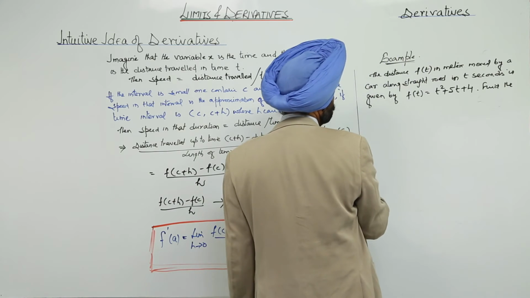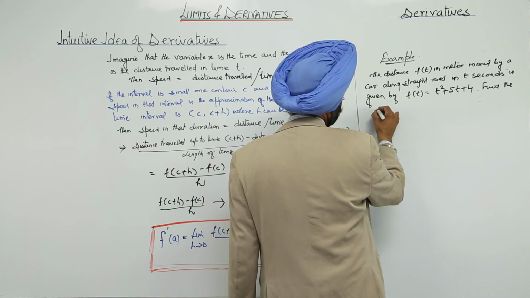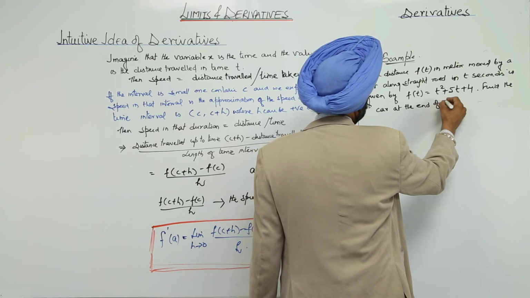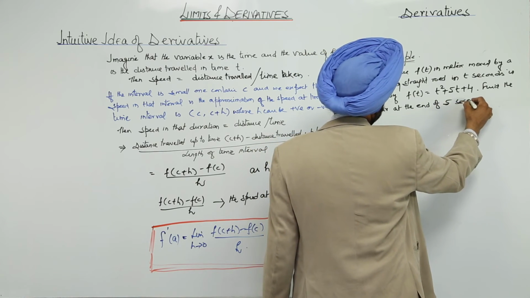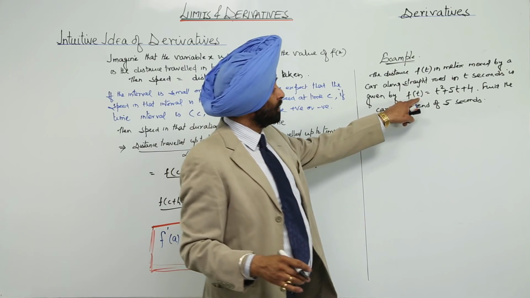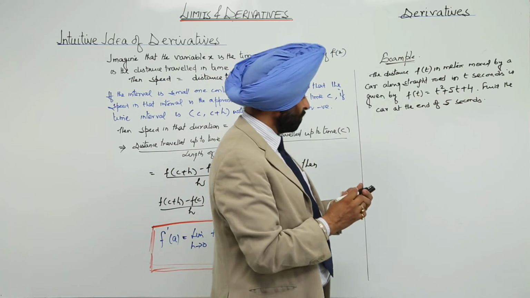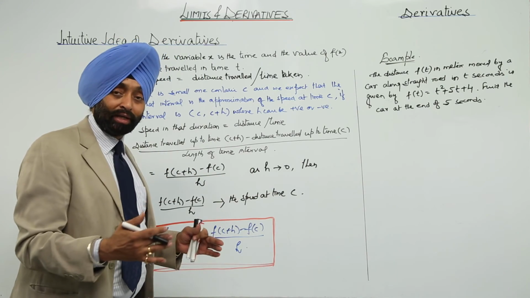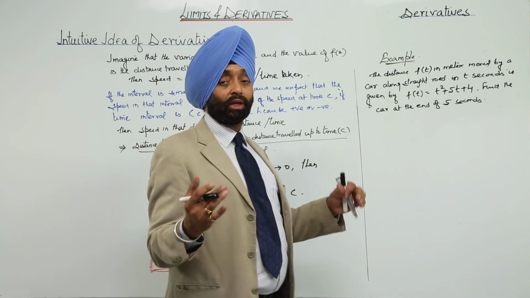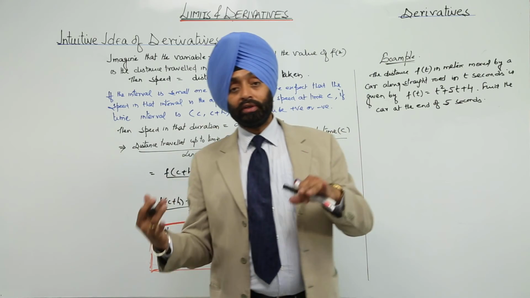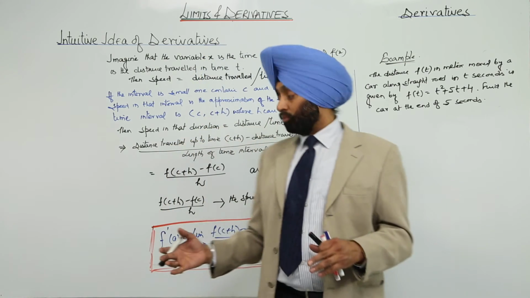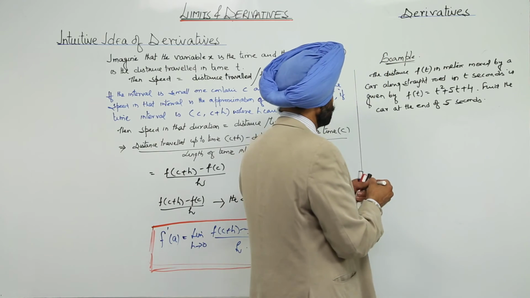Find the speed of the car at the end of, let it be 5 seconds. Means how much distance the car has travelled within the 5 seconds if it is given by f(t) is equal to t square plus 5t plus 4. Now just look, as you started the car, how much distance you travelled after, suppose it is 50 seconds, or 10 seconds or 15 seconds, it means there should be some calculation. That's what we are going to use this formula for. Okay.